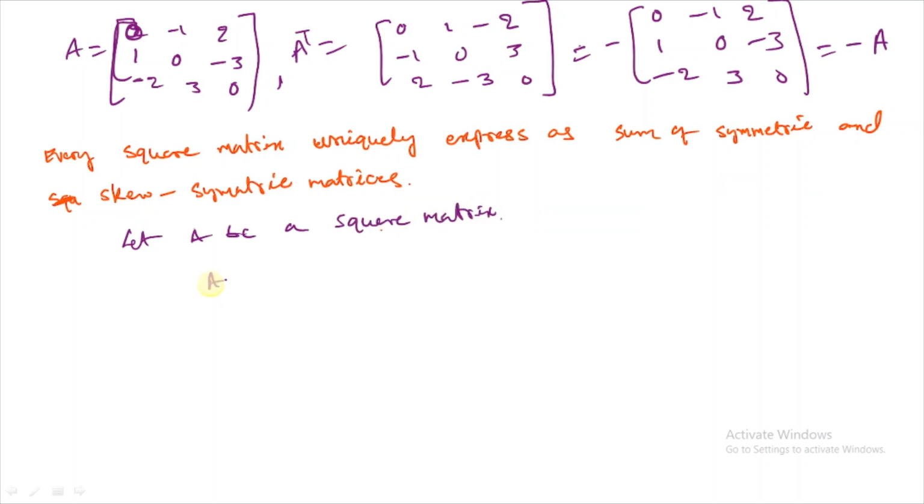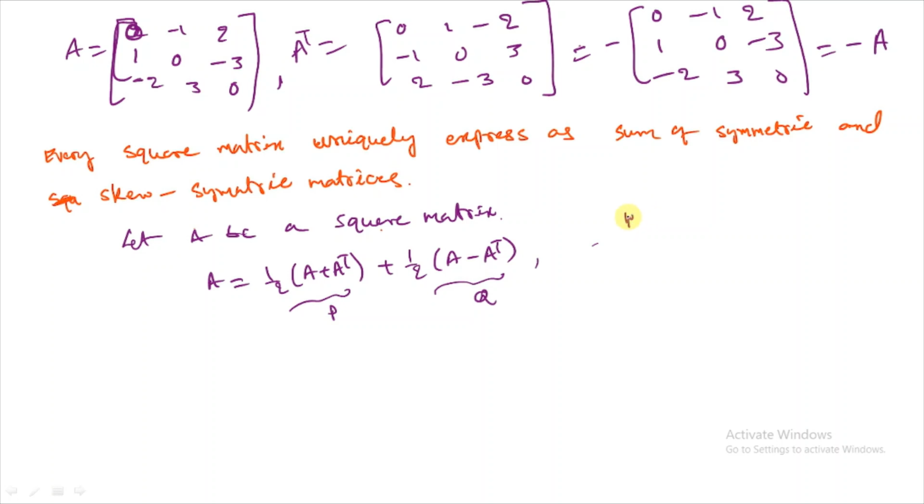That means we can write A as 1 by 2 of A plus A transpose, plus 1 by 2 of A minus A transpose. You can check it. This is half A plus half A, which is 2A by 2, that is A. Half A transpose minus half A transpose cancel, so A is equal to A. Both are the same. Suppose this is P and this is Q. P and Q are symmetric and skew symmetric respectively. You can check.